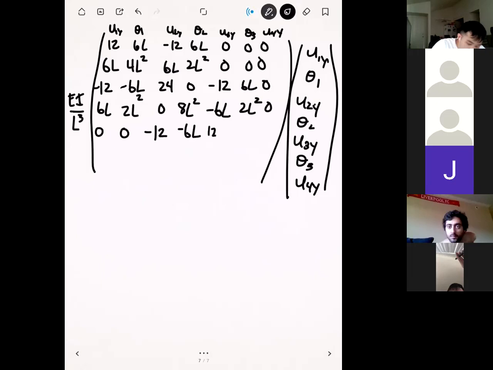Okay, so in this slot right here, we have to add our spring, right? So this is K L cubed over EI. There was already something else there, so we have to add that. Okay, and in that last column, we have a minus K L cubed over EI.